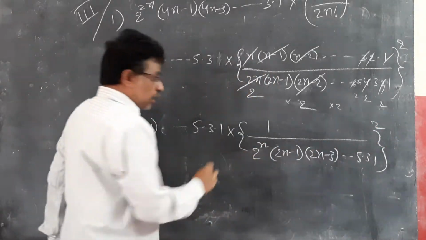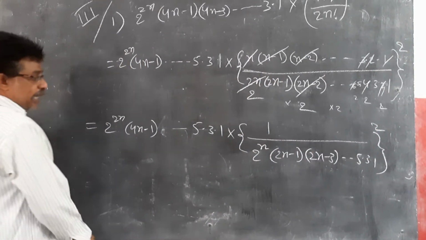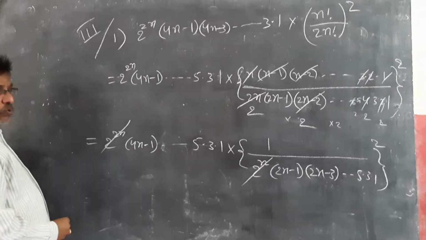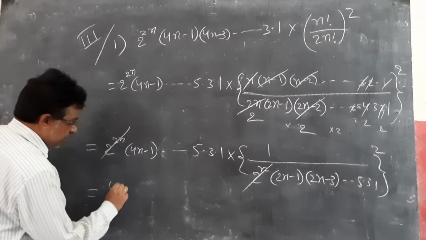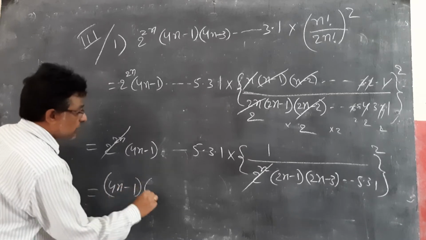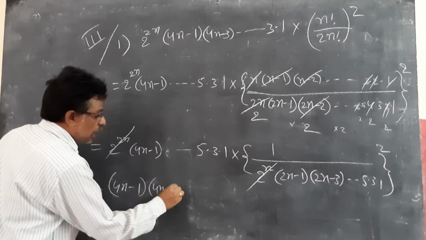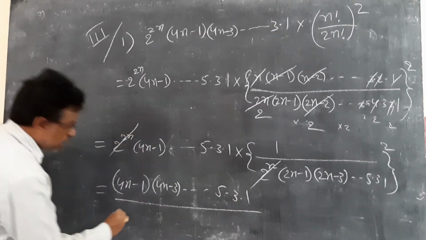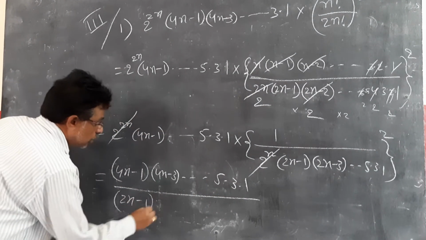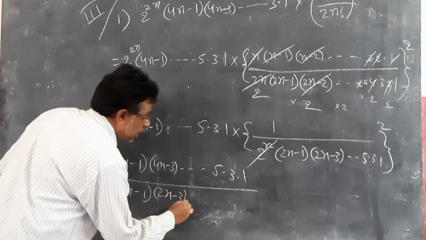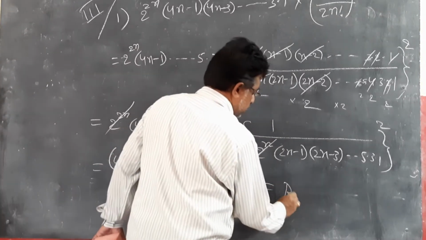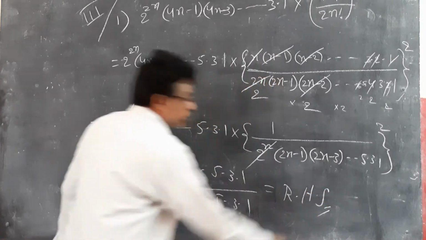Now (2n) whole square becomes 2 power 2n. So I can cancel this 2 power 2n. So what is left out is (4n minus 1) into (4n minus 3) into and so on till 5 into 3 into 1, by (2n minus 1) into (2n minus 3) into and so on, 5 into 3 into 1, is equal to RHS. Hence proved.